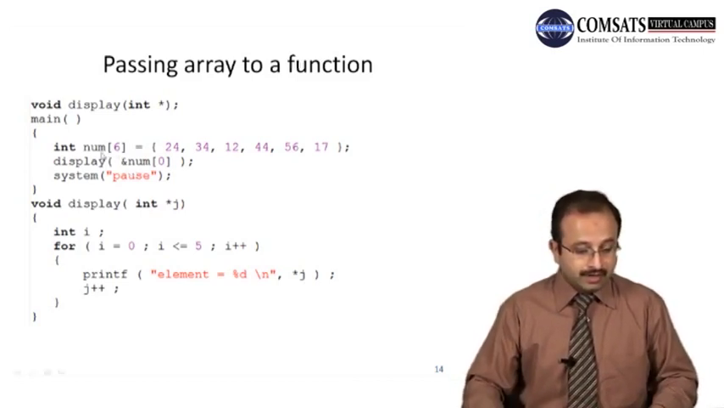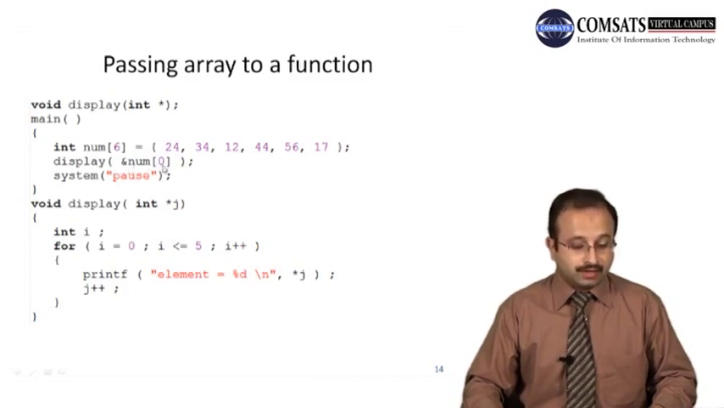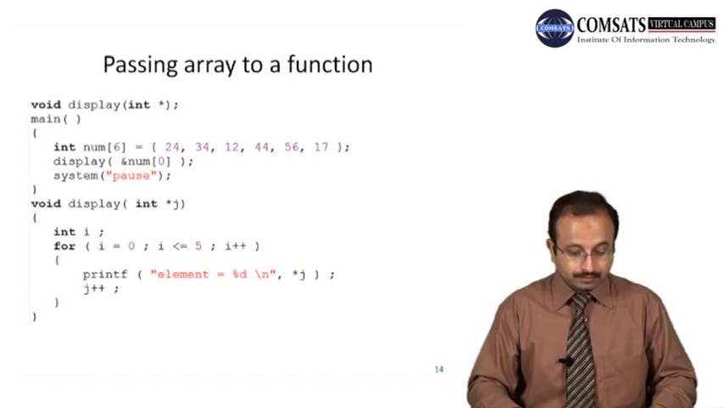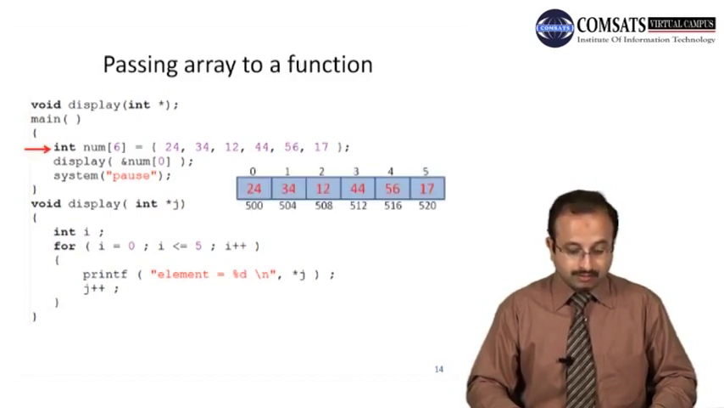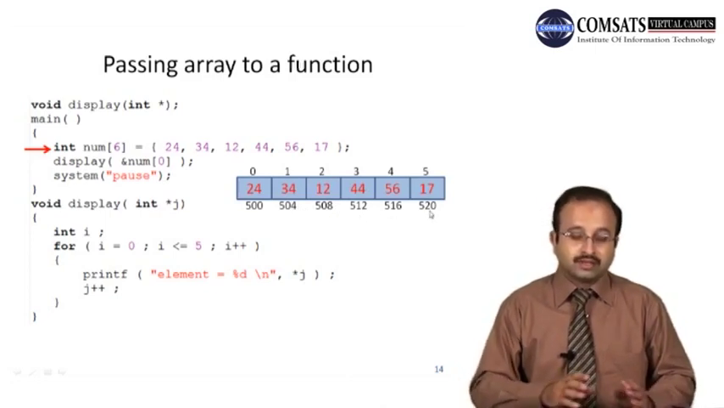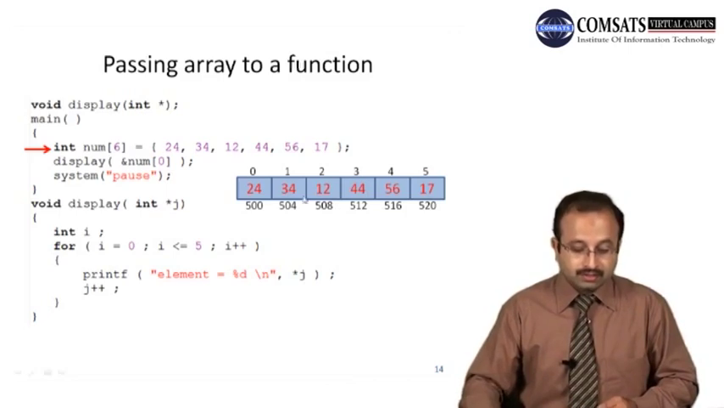So here you can see we have an array num whose size is 6. So there are 6 elements in the array, and we are calling the display function and passing it the address of the first element of that array. The address of the first element is also called the base address or the starting address of that array. So when this statement is executed, memory will be allocated to the 6 elements of the array, and let's assume the addresses are 500, 504, 508, 512, 516 and 520. Now you know why there's a gap of 4 between the addresses.